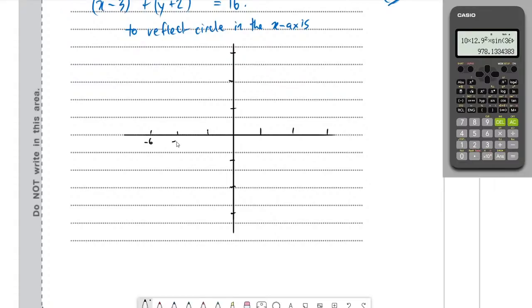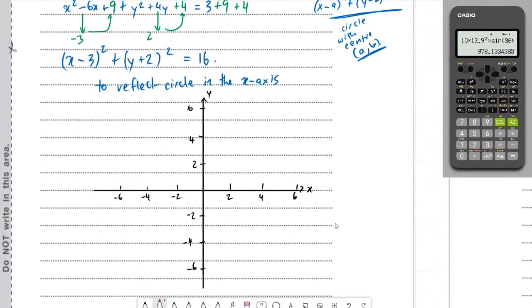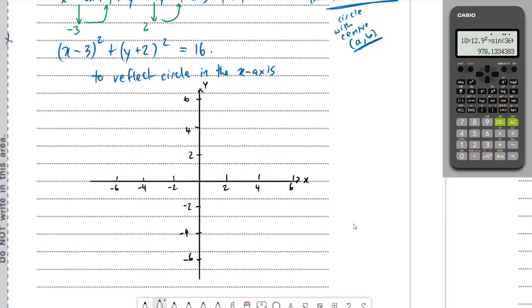So minus 6, minus 4, minus 2, 2, 4, 6, 2, 4, 6, minus 2, minus 4, minus 6. Got my x values, got my y values here. Okay, so let's sketch the original function. Sorry, the original circle, not a function, it's a relation. So my center is at 3 and negative 2.